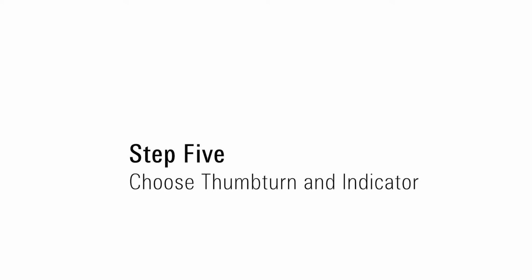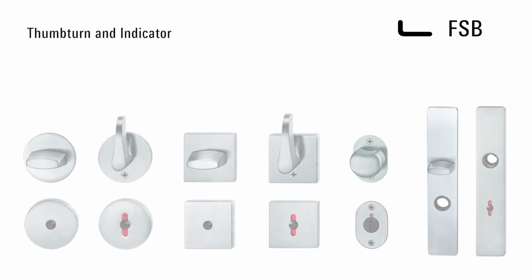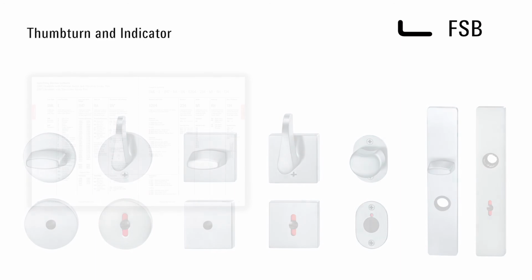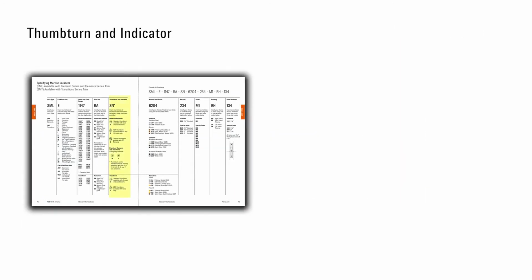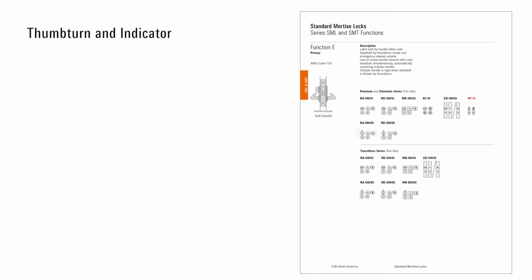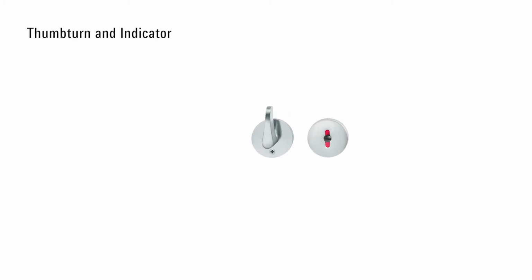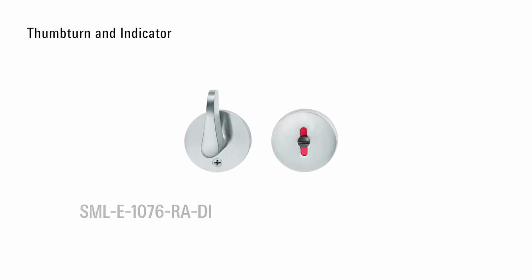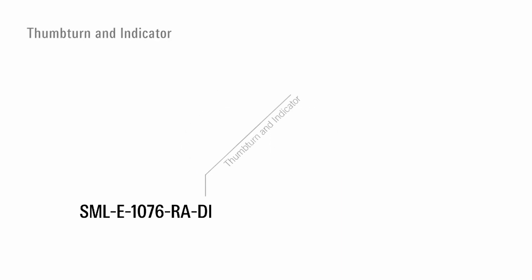Step 5. Choose thumbturn and indicator. Depending on your lock function, you may need to choose a thumbturn, which is used to operate the lock, and/or an indicator. This is only necessary with deadbolt functions, and these details will be listed in each specifying section within the FSB catalog. For our example, we will choose an ADA thumbturn with an occupancy indicator to let other users know that someone is inside the locked room. The ADA thumbturn with indicator is designated by DI.